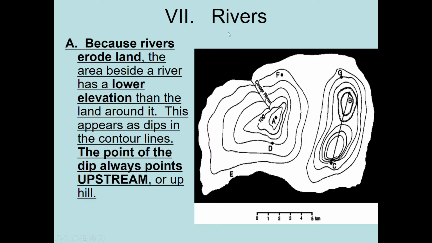You want to write this down, rivers. Because rivers erode the land. The area beside the river has lower elevation than the land around it. This appears as the dip in the contour lines. The point of the dip always points upstream or uphill. Upstream, okay? It points up, meaning the flow of the water goes back. So the flow of the water is going this direction, out towards the sea, or out towards a river. So it's pointing up, that's upstream, but the water is flowing down.